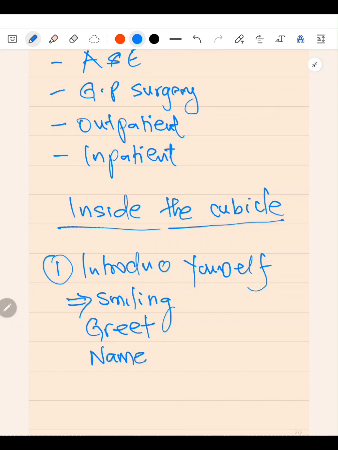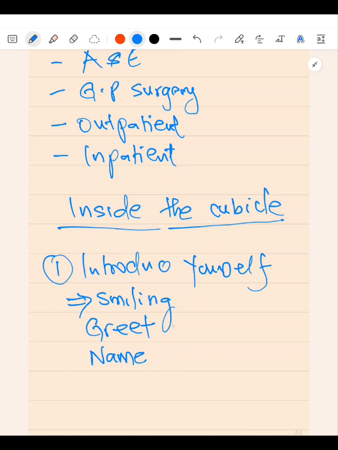Naturally it is better to say, "I am Dr. Alusiola Emmanuel." Remember, I am using my surname first after my title. I am not saying I am Dr. Emmanuel. I'm saying I am Dr. Alusiola, because according to the British culture, they like to use their surname after the title. So you say, "Hello, I am Dr. Alusiola Emmanuel. I am one of the junior doctors working in this department." Kindly remember that you are always a junior doctor.